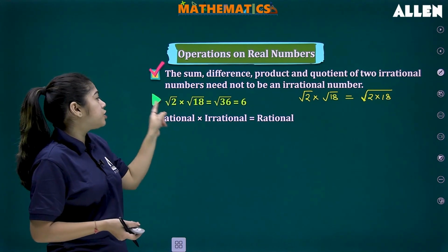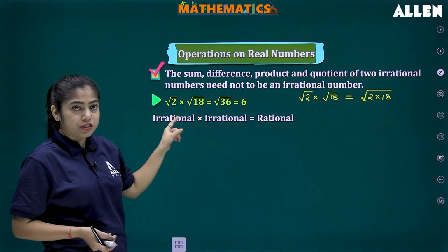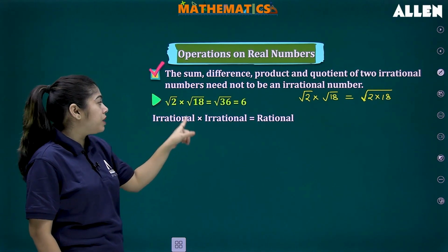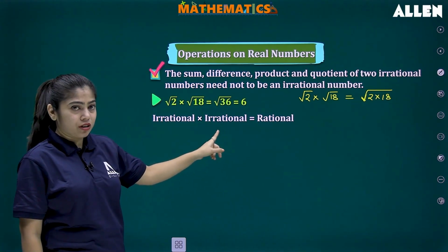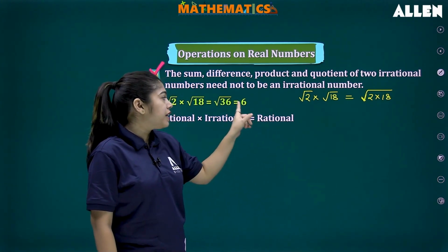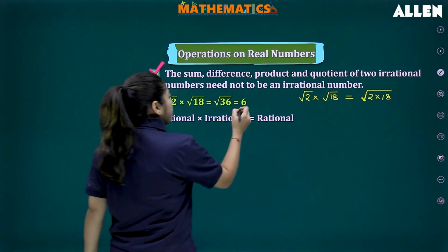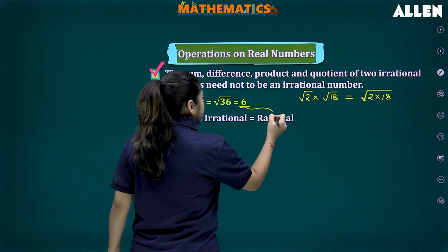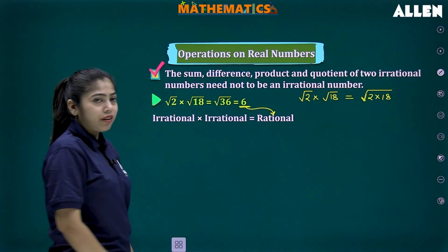So, here class, initially we multiplied two irrationals. Root 2 is an irrational number. Root 18 is also an irrational number. So, when we have multiplied irrational into irrational, the final answer we are getting is 6, and we know that the number 6 is a rational number, right?